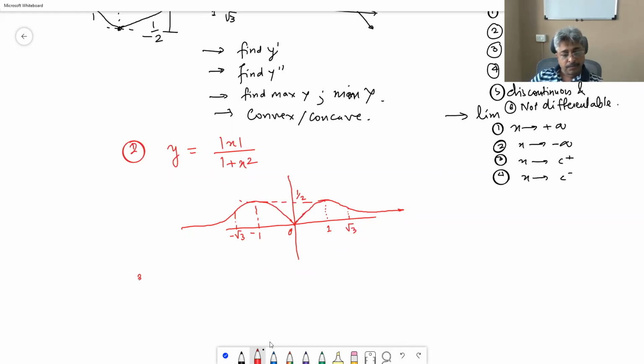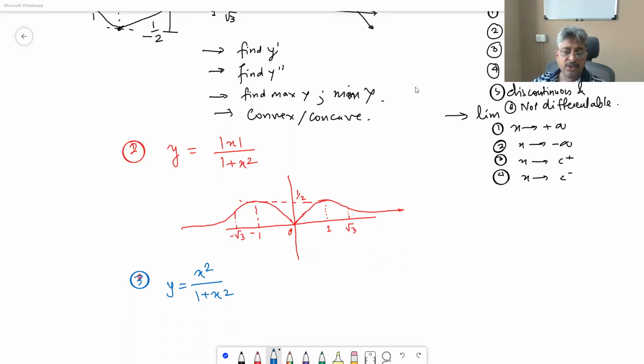Done. Third, x square upon 1 plus x square. Sketch and show. Resume.